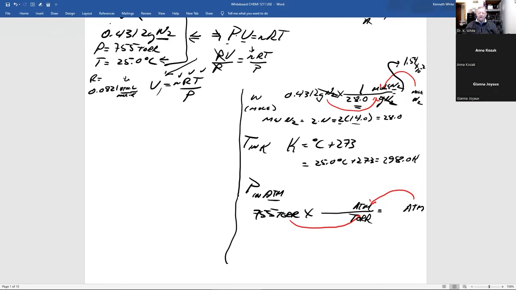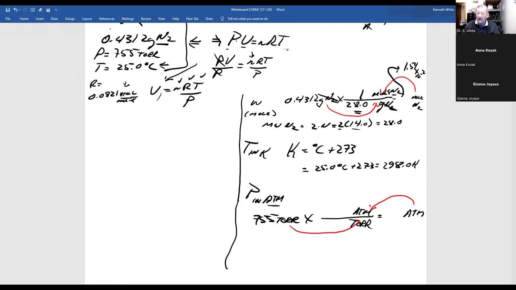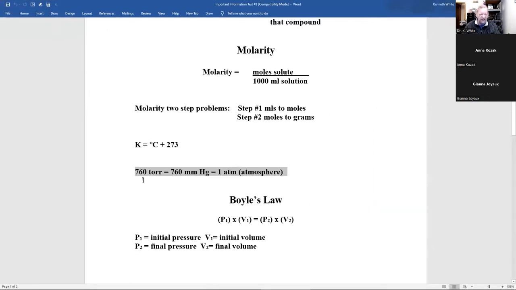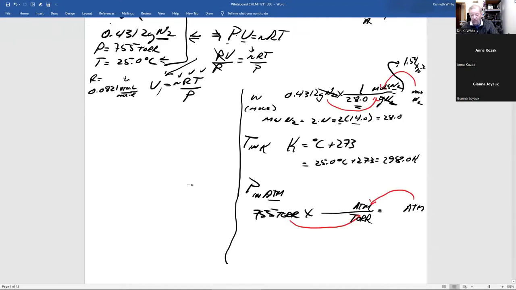And where do I get a relationship between atmospheres and torrs? Well, if you forgot, you can look at important information. 760 torr equal one atmosphere. So one atmosphere, 760 torr. Now, these are both exact numbers because they're part of a definition.